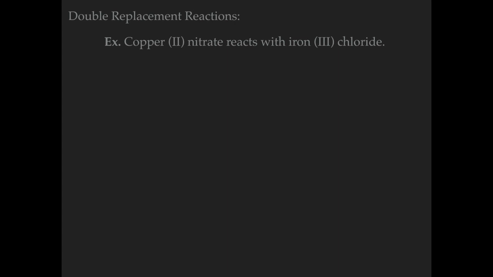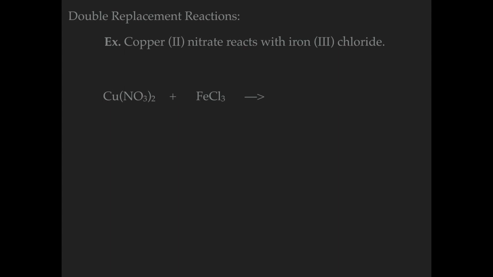In this problem, it tells me I have copper 2 nitrate and it reacts with iron 3 chloride. So I'm going to write these formulas. Copper's charge is +2, nitrate is -1, so the formula for this would be Cu(NO3)2. Now that's going to react with iron 3 chloride. Again, I cross my charges and I would get FeCl3. And now I've got to figure out what my products are.